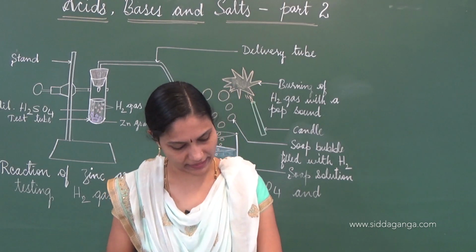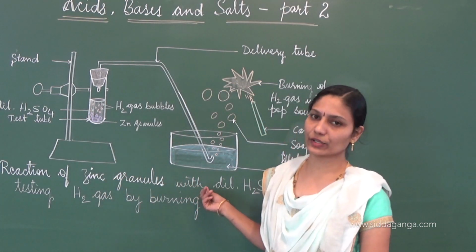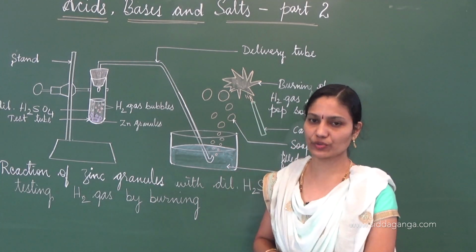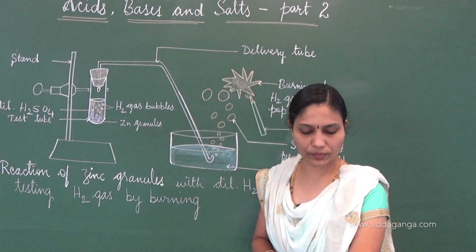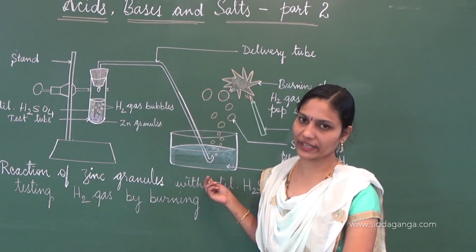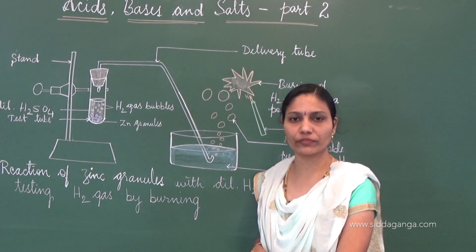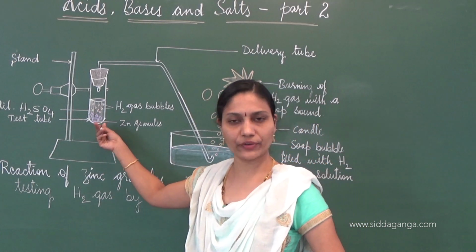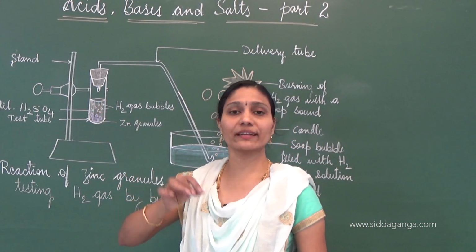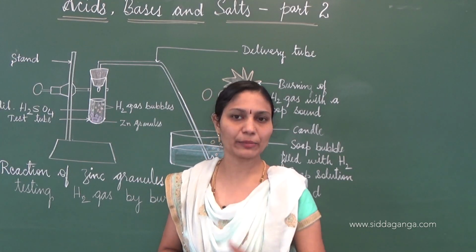Here is activity 2.3, and here is a diagram related to that. The diagram on the board is important from the examination point of view. In activity 2.3, it is said to set the apparatus as shown in the figure. We will add some 5 ml of dilute H2SO4, sulfuric acid, to a test tube, and we will drop a few zinc granules into this. We will observe that the reaction is taking place.